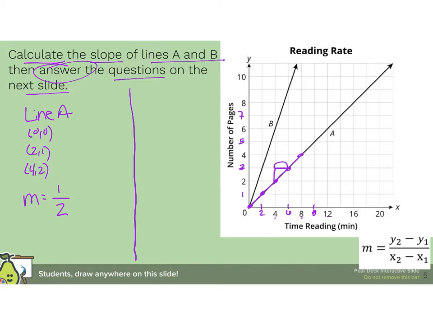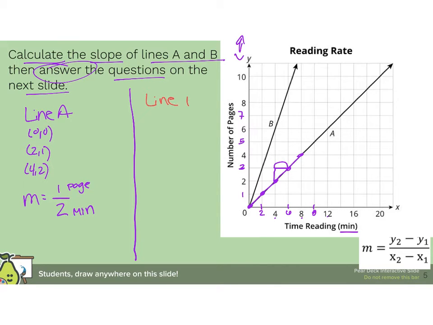What does this mean? Y stands for number of pages. So 1 page per 2 what? 2 minutes. All right. Reading rate. So line A, this person reads 1 page every 2 minutes. I'll switch colors and we'll do line B.